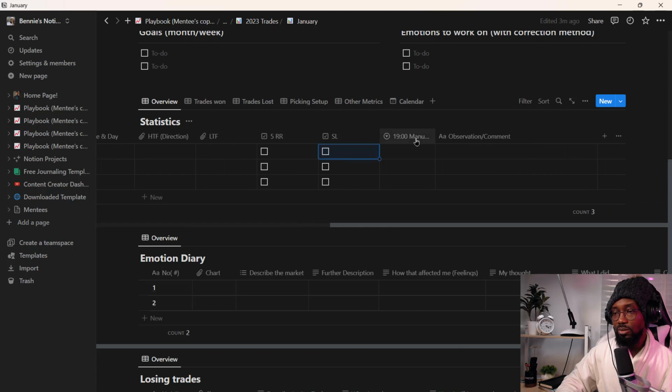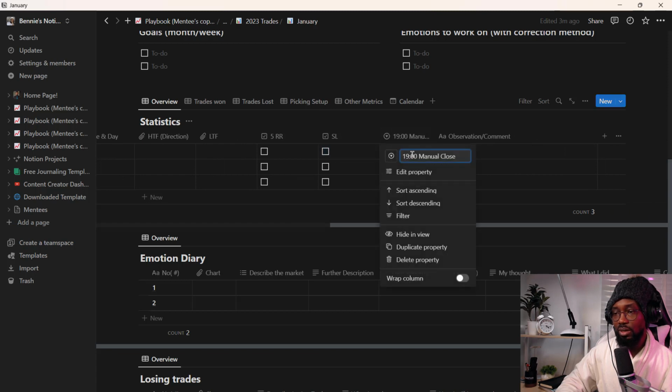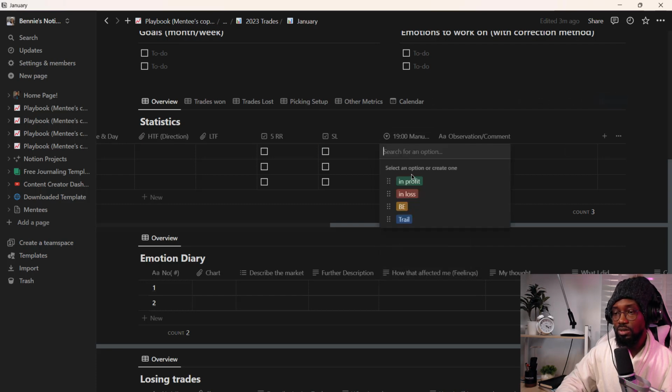Okay, so you can see then manually, right? This is your manual management. Did you close by 9 o'clock? If you did, here you can see how you closed manually. Was it in profit? Was it in loss? Did you break even? Were you stopped out by your trailing position? All right, so you want to take note of all of that.